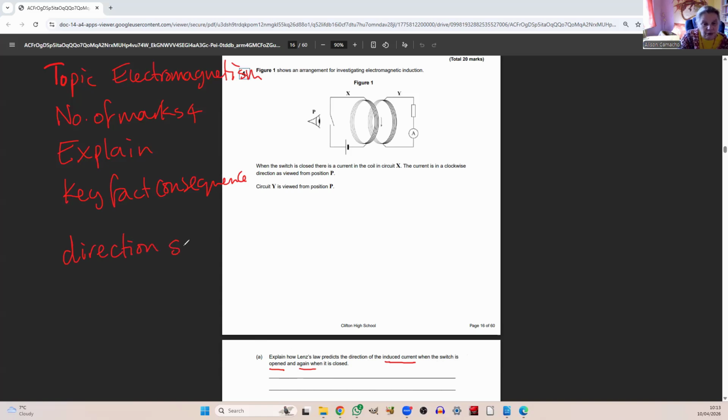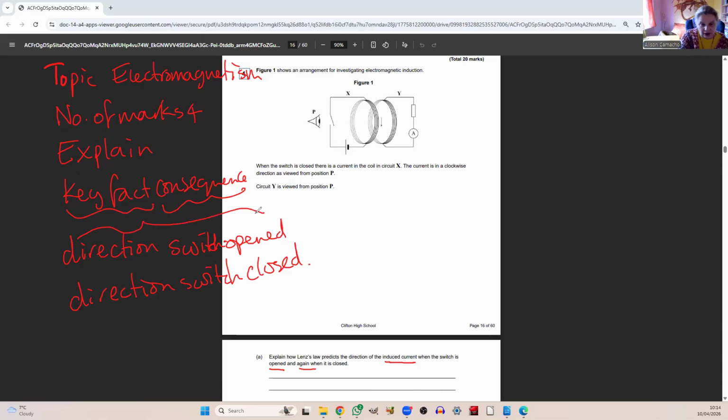when the switch is opened. I can't spell switch now. Opened. And we have to explain the direction when the switch is closed. Okay, so that's where you get your 4. So you've got your key fact 1, consequence 1 for this first set, and then you end up with the same thing for the second set. You can see where the 4 marks are going to be.